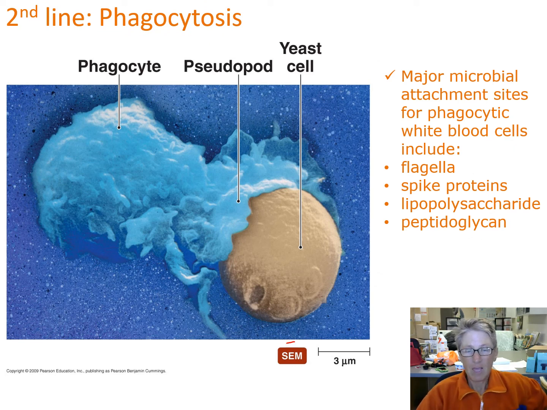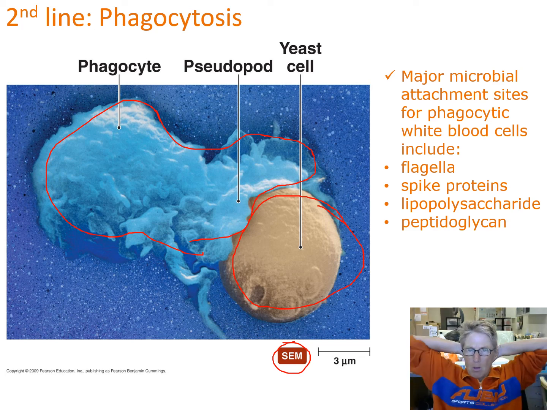So this is a scanning electron micrograph. Here's our hero, the phagocyte. It could be a macrophage, it could be a neutrophil. And here's a yeast cell being phagocytosed by our phagocyte.